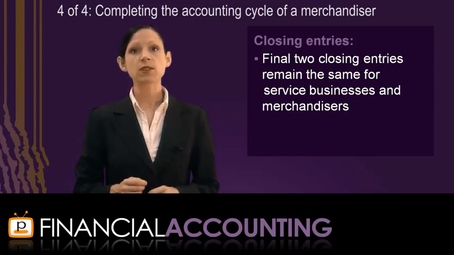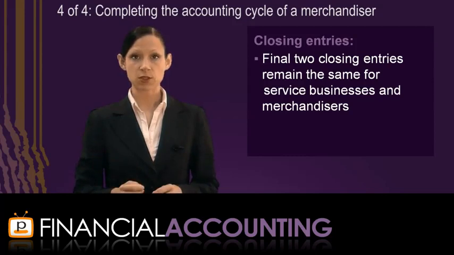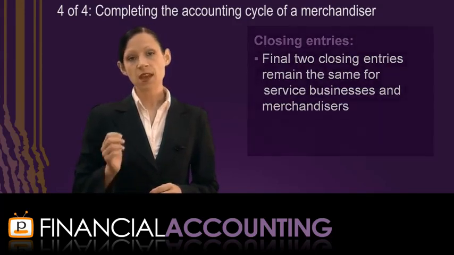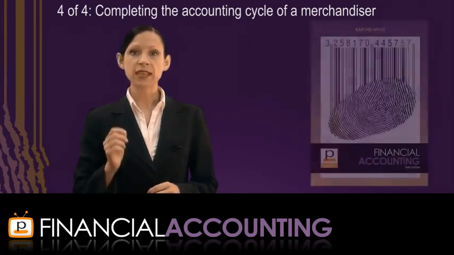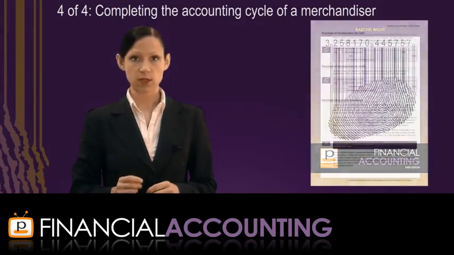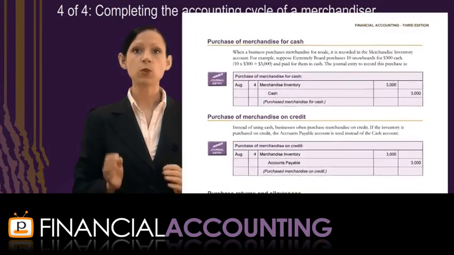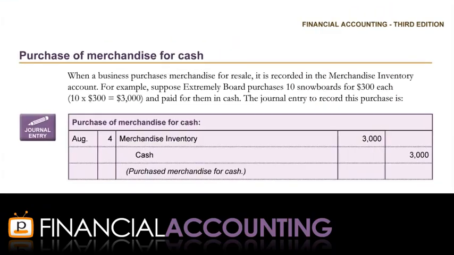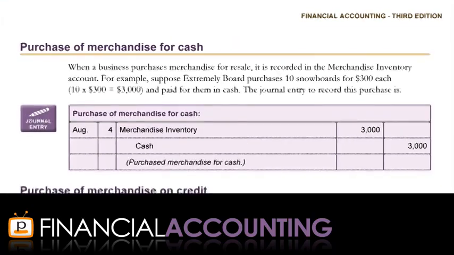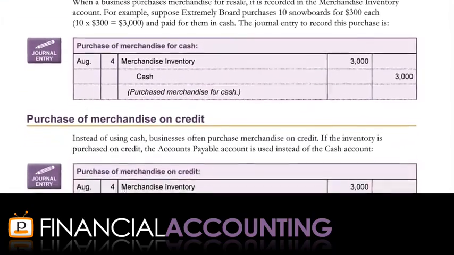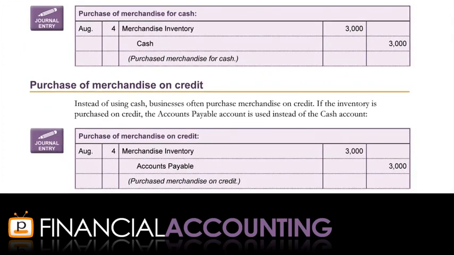Now, this summary has focused on a selection of the basic transactions of a merchandiser. If you haven't done so already, you should carefully study the chapter in your Pedisco textbook. There, you'll find a few more variations on the transactions presented in this summary, which you should study until you're able to confidently record all the journal entries presented in the chapter.